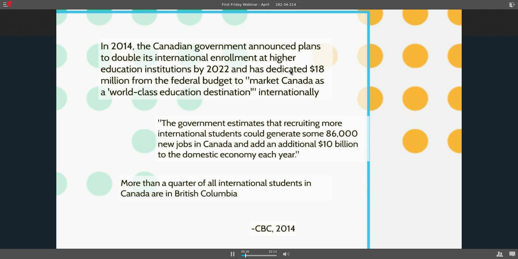And the reason for this $18 million investment is that the government believes that recruiting these international students would generate 86,000 new jobs and add an additional $10 billion to the economy. And specifically looking at our region, more than a quarter of all international students in all of Canada are in British Columbia.